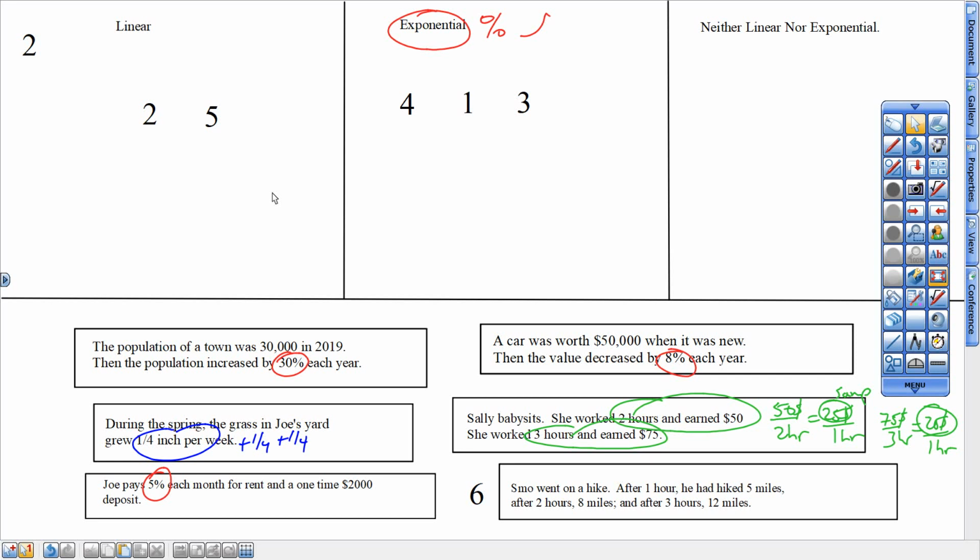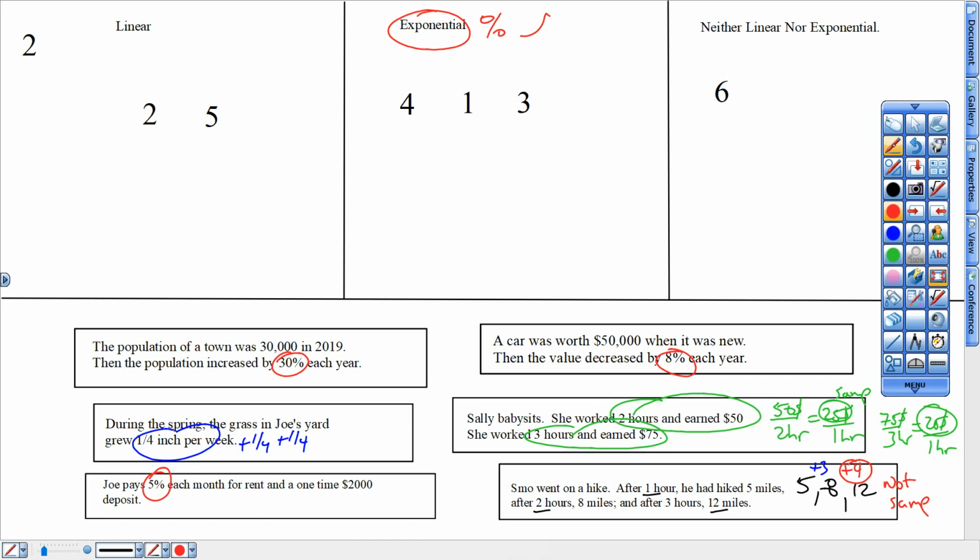All right, next one. At 1 hour, first number, 5. Second number, 8. Third number, 12. Because this looks like they're not going up by the same. This one is different right here. Not the same. That makes this one not linear. Don't put it in the linear section. That makes this one for sure non-linear.